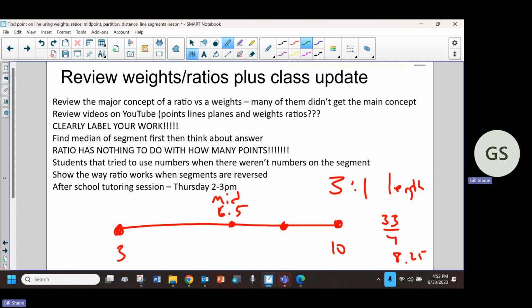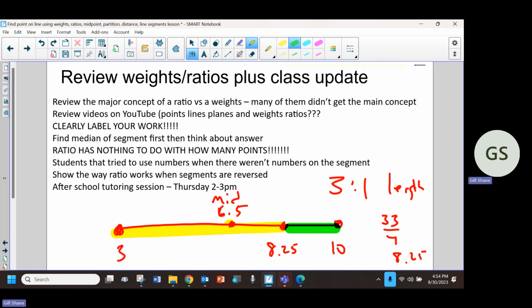So now I can see that'd be about 8.25. I can see this line segment is about 3 times that line segment. So if you use numbers, it works, and you were supposed to give me which point made sense.